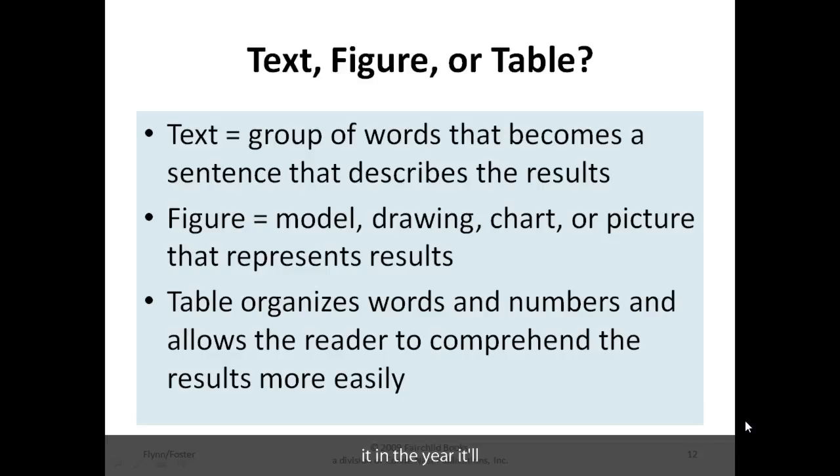Next is text, figure, or table. That's our big thing when you go to do your results: how do you determine if you want to use a text, figure, or table? A text is a group of words that become a sentence that describes the results. A figure is a model, a drawing, a chart, or a picture that represents the results. And a table organizes words and numbers and allows the reader to comprehend the results more easily. So they're each different things that you can use in your paper. And you should have at least text and figures and probably a table in your paper.